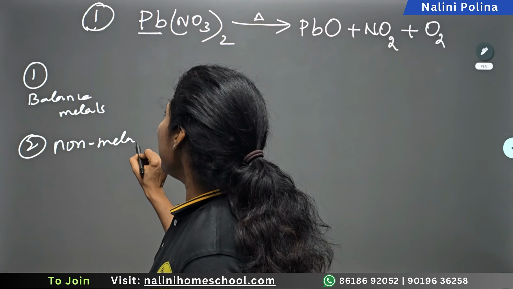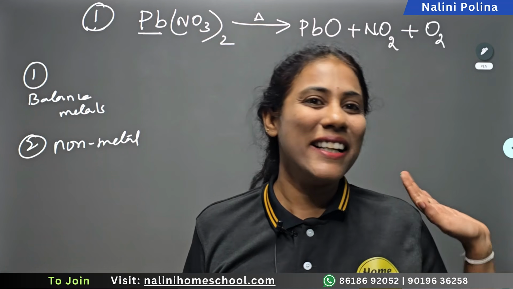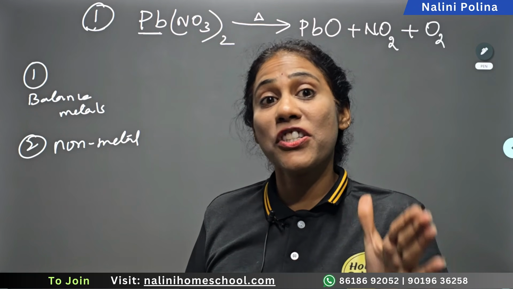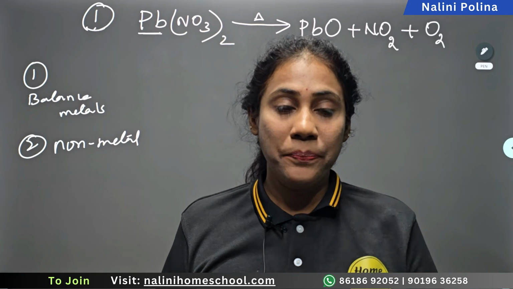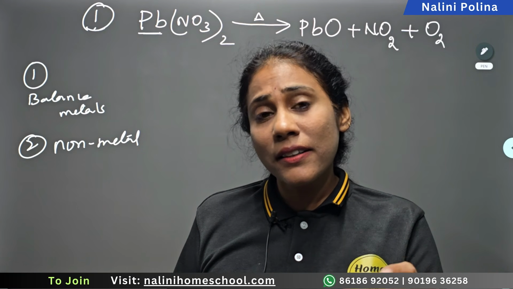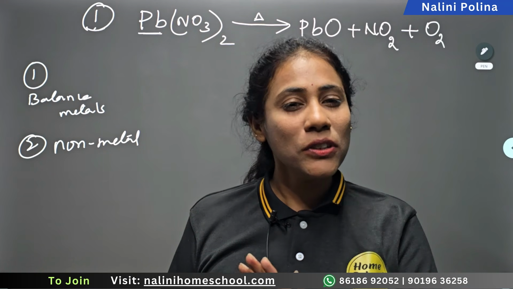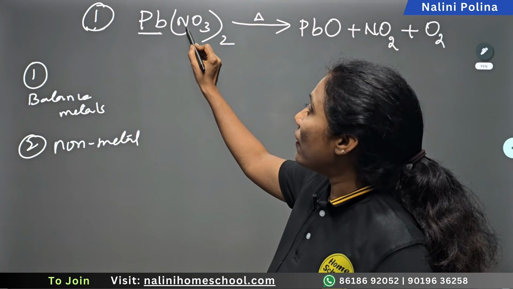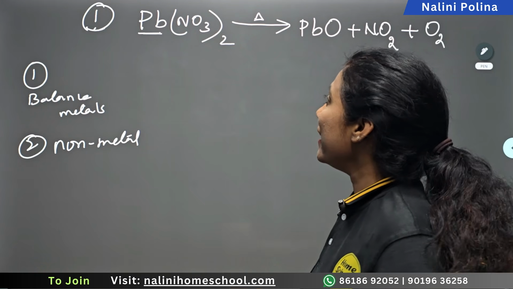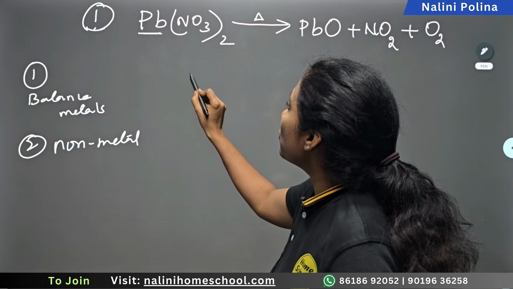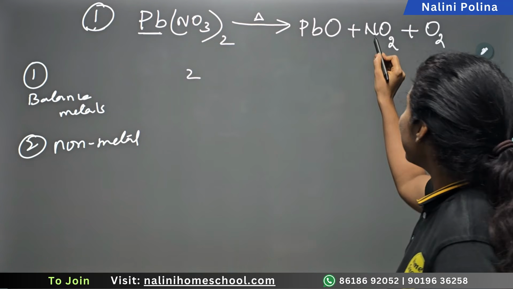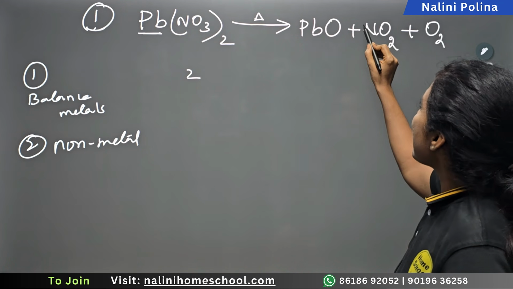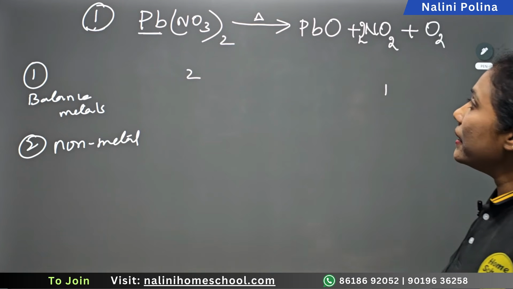Later you go on balancing the non-metals. So which is a non-metal? Always keep oxygen balancing at the end. That is the trick, guys. When you keep oxygen at the end, things become very, very simple. So next I will look after nitrogen here. How many nitrogens are there? Two nitrogens are there this side, and this side there is only one nitrogen. So initially you will start putting a number 2 here.